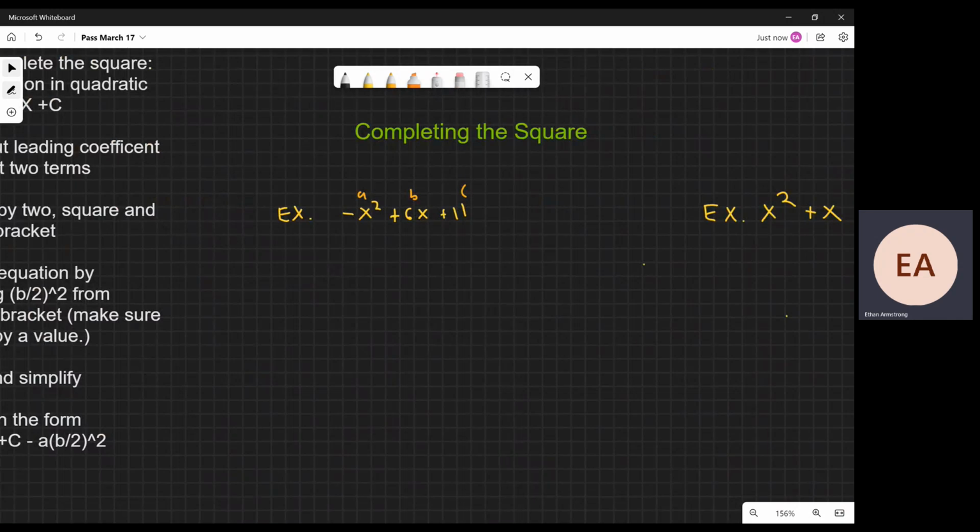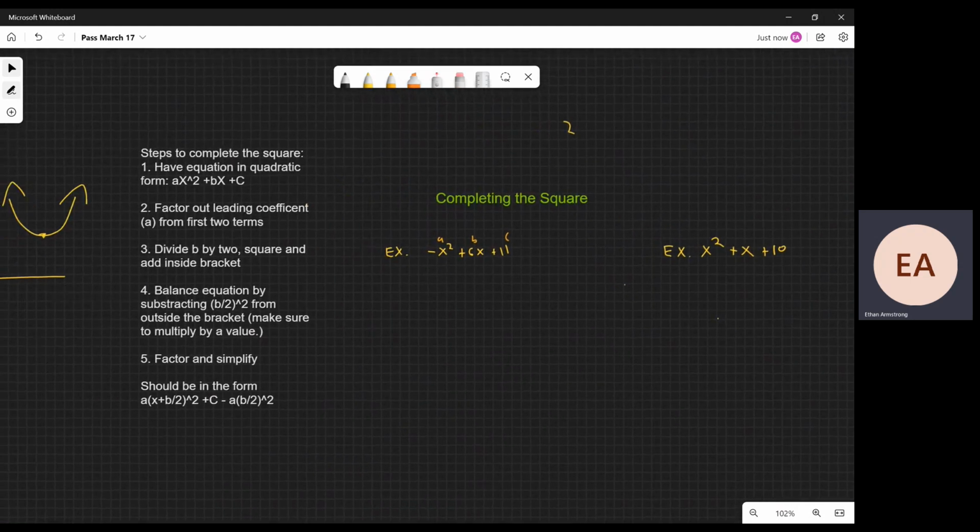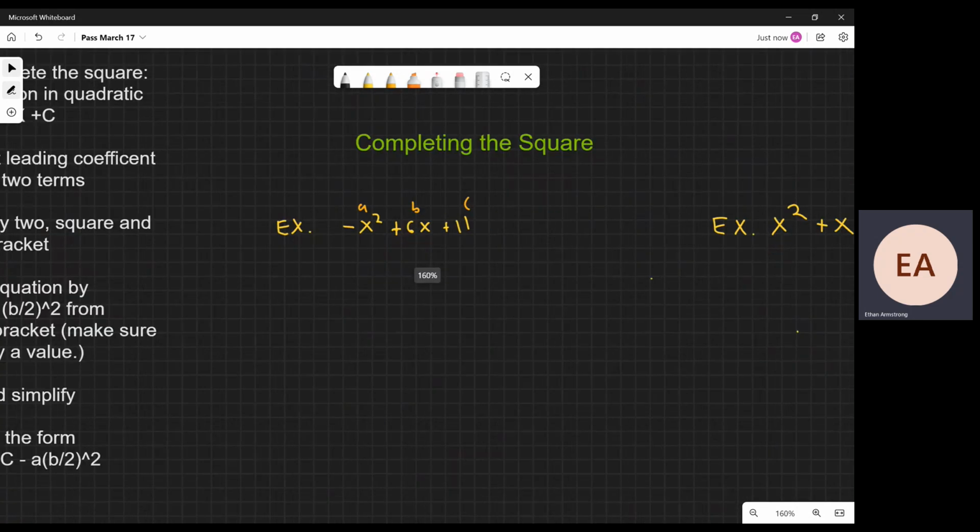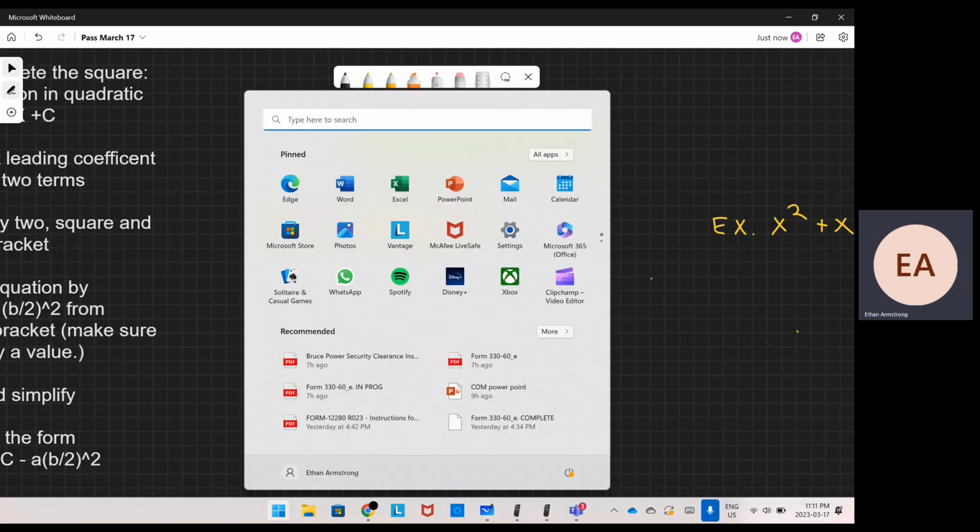So this first example here, we have negative x squared plus 6x plus 11. The first step is to factor out the a value from the first two terms. So the a value is -1, and we're going to factor that out of the first two terms.